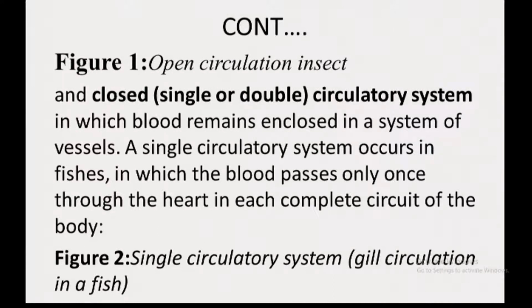The question is, where do we commonly find a single circulatory system? A single circulatory system is normally found in fish, in which the blood passes only once through the heart in each complete circuit of the body.